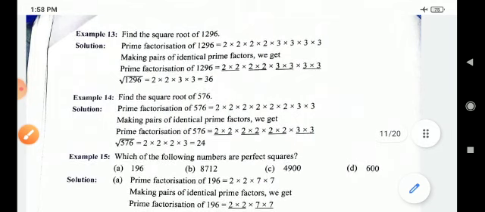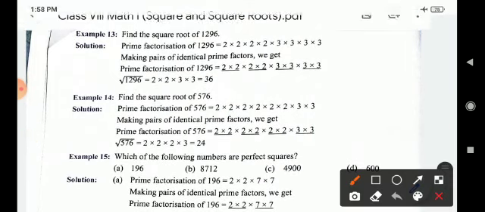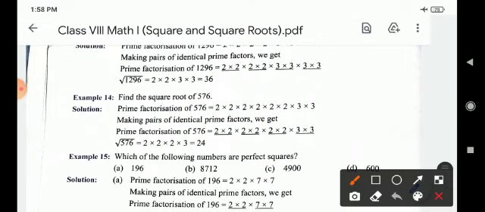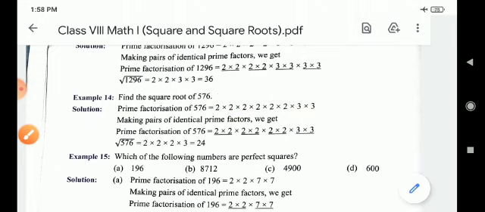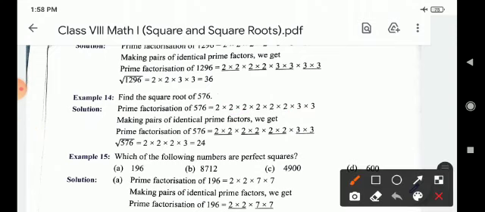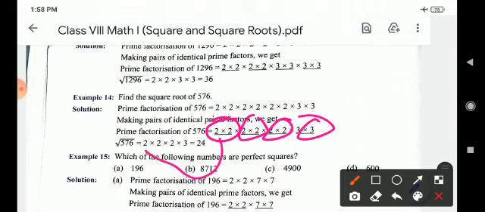Same process, find the square root of 576. With the help of prime factorization, we find this number. Making pairs of identical prime factors: 2 into 2, 2 into 2, 2 into 2, 3 into 3. Therefore, 2, 2, 2, 3. On multiplying these, the number is equal to 24.